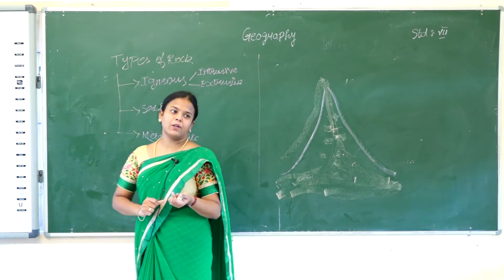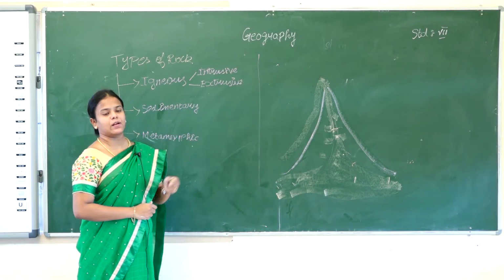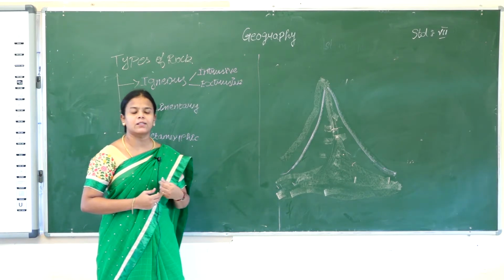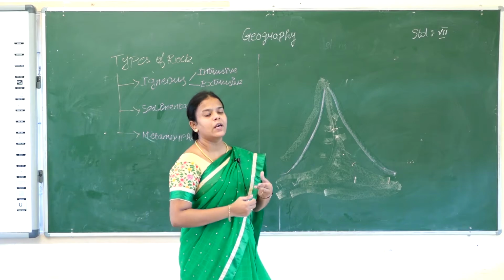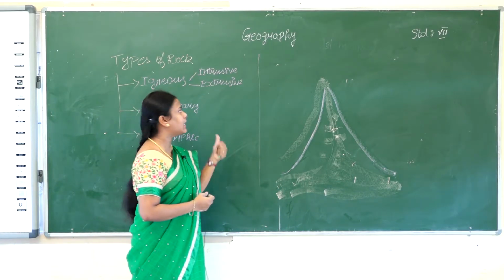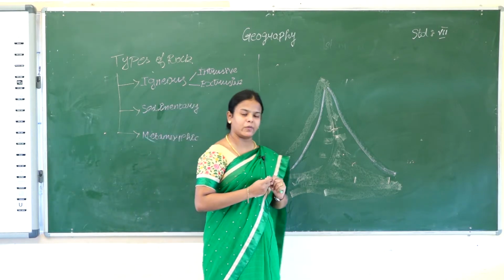Now we are going to see the next thing, the types of rocks. There are three types of rocks: igneous rocks, sedimentary rocks, and metamorphic rocks. The igneous rock has been divided into two categories: intrusive rocks and extrusive rocks.